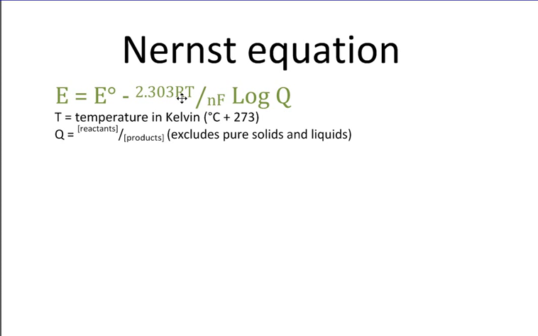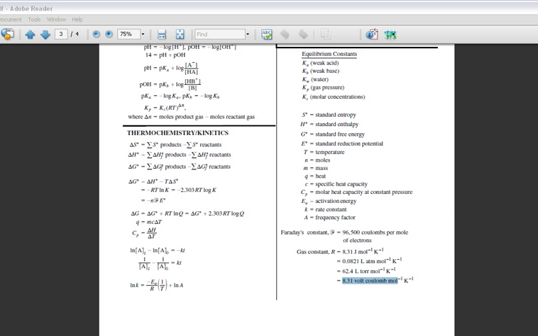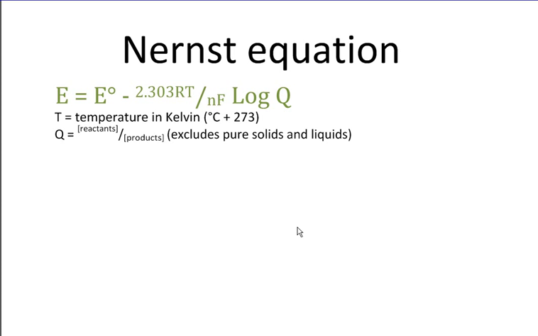Let's talk about R. R is a constant value, but don't worry, you don't need to memorize it. It's on your givens sheet, just below Faraday's constant, right here. It's 8.3 volt coulombs per mole Kelvin. And the only other value here is Q. And Q is the mass action expression for the reaction.